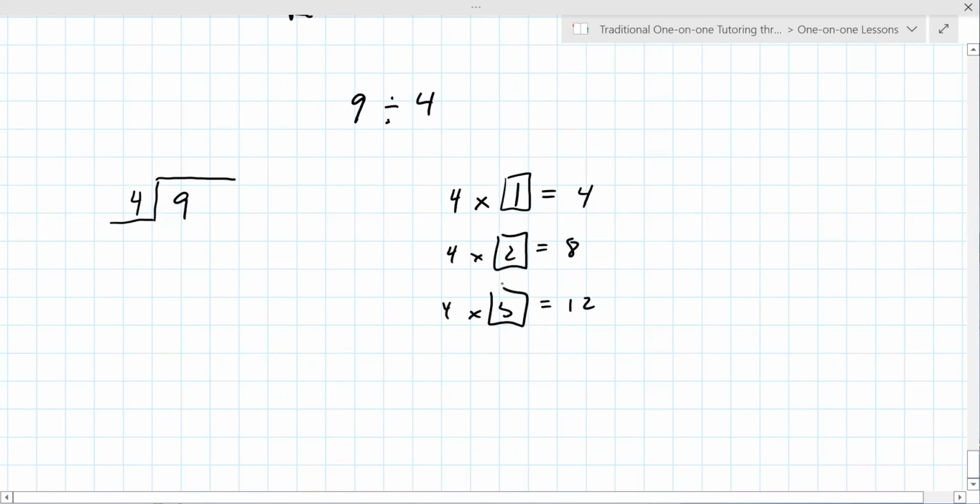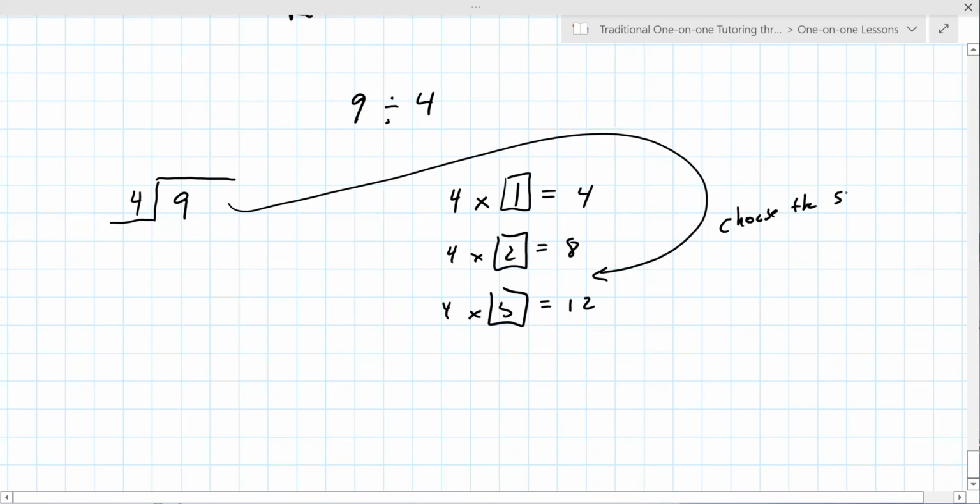What number does 9 fall between? Between 8 and 12. And we always choose the smaller. So we choose the 8, so which number do we want to use? 2. So 2 goes up here. 2 times 4 is? 8. Put the 8 below the 9. Subtract. And what is left over? 9 minus 8. 1. This is your remainder.